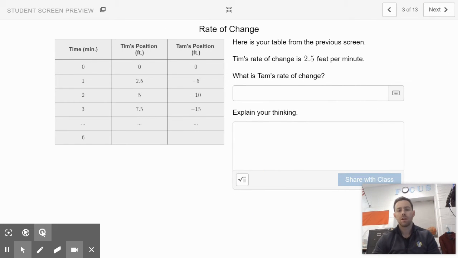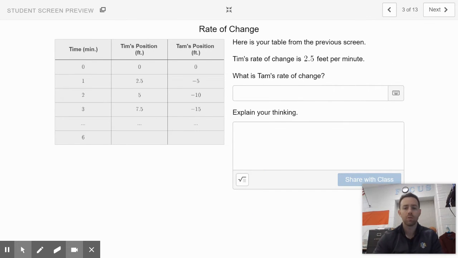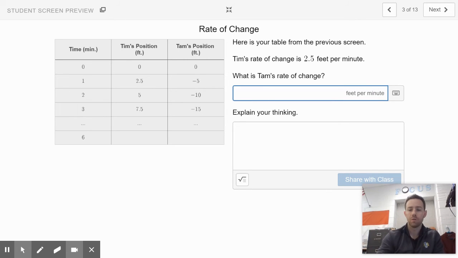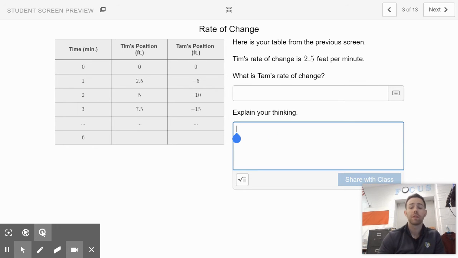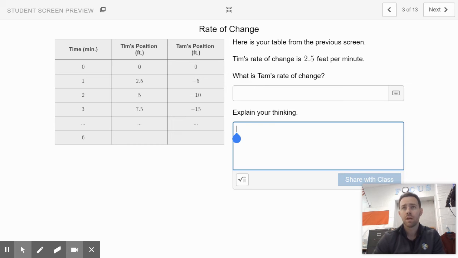Awesome job, guys. On slide 3, it's going to auto-load your table from the previous screen, and then it's going to tell you that Tim's rate of change is 2.5 feet per minute. Your job is to find Tam's rate of change. Please note that it already says feet per minute in there, so all you have to do is type a number, like 6 or whatever you think it is. Then your job is to explain your thinking. So please use detailed words and describe how exactly you found what you thought Tam's rate of change was. Please be specific. Go work on slide 3 and come back to Edpuzzle.